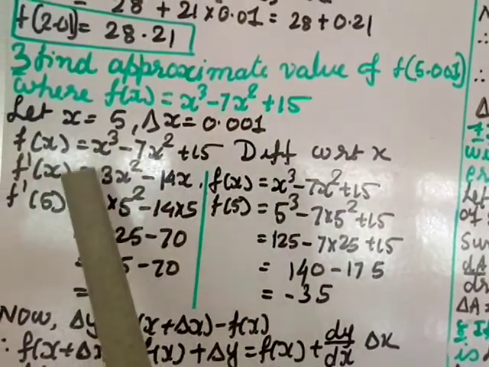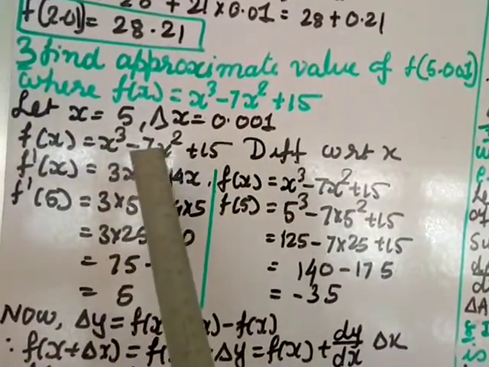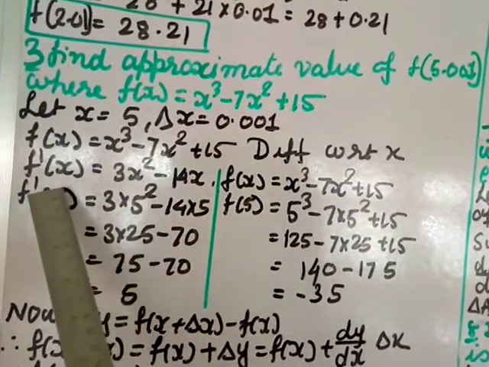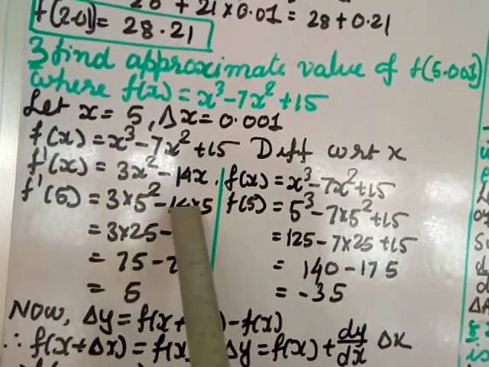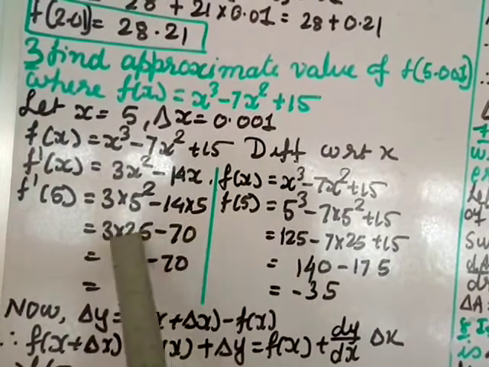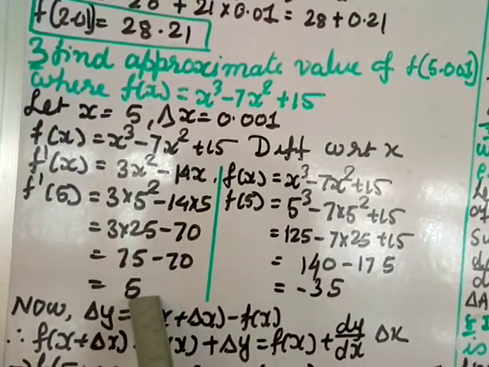Differentiate these functions. So I differentiate, this is 3x square minus 7 into 2, 14x plus 0. I'll put the value here 5. So I put here x equal to 5. So 5 square is 25. 3 into 25 is 75. 14 into 5 is 70. This is difference. 75 minus 70 is 5.